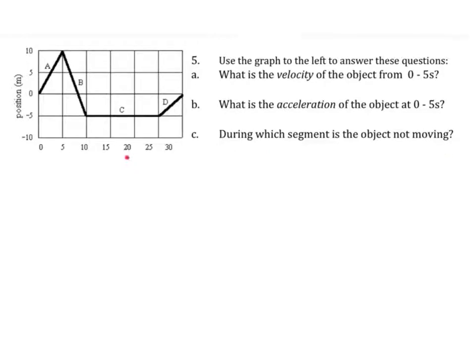So the first thing on any of these graphing questions is to always check what kind of graph you have. It's going to be labeled. In this case it's over here, it says position, all right? So with a position graph, to find velocity, you are using slope, all right? So slope is rise over run.